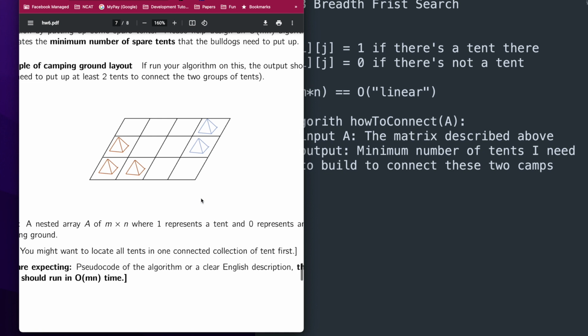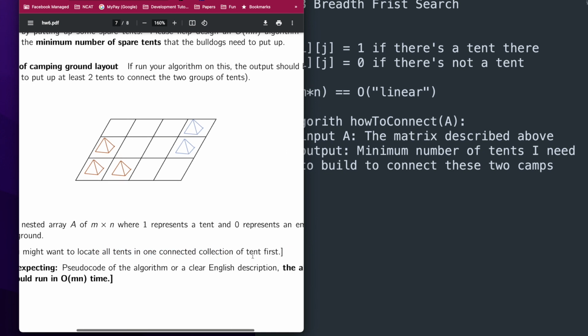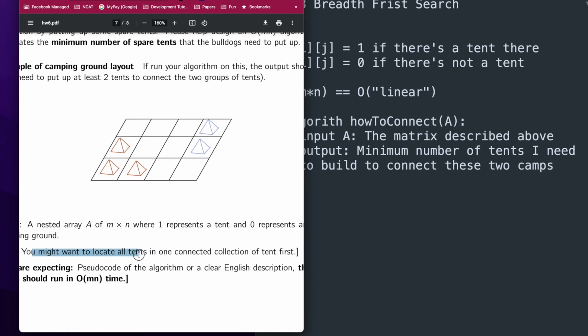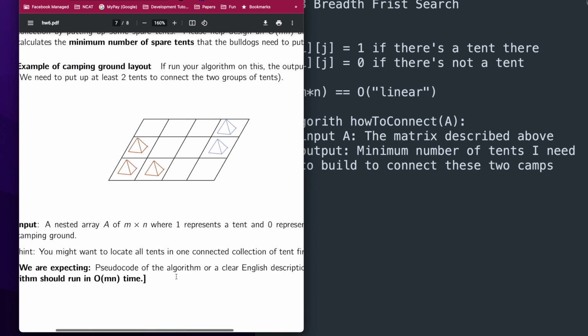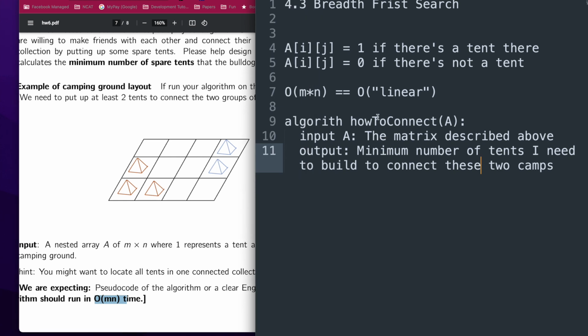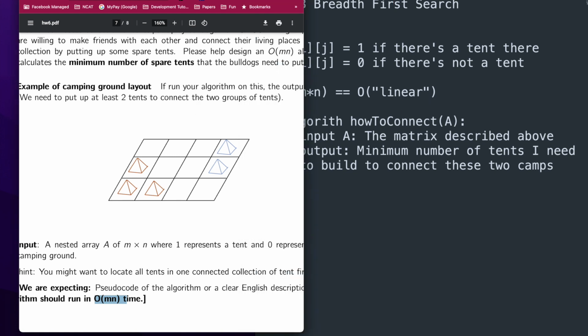So I can connect these two camps. You might locate all tents, and then we also give you a hint, which is you may want to locate all tents in one connected collection of tents first. The only way you're going to get an algorithm that runs in O(MN) time is if you run BFS once or twice, or three times or something. If you're trying to do something super complicated, this is probably the wrong approach.